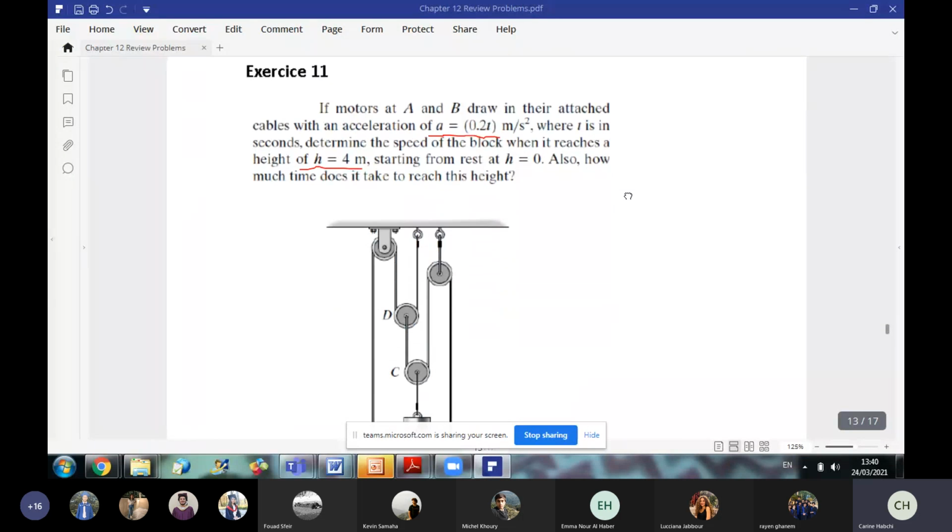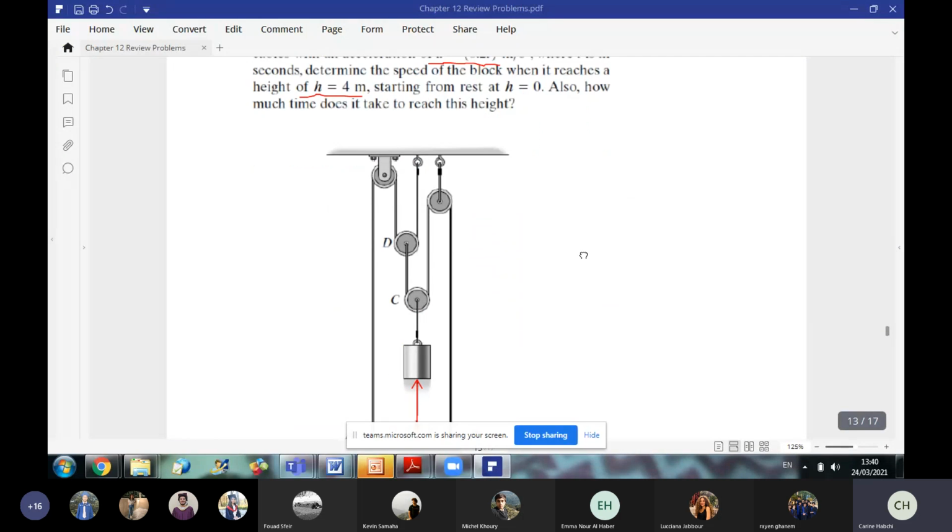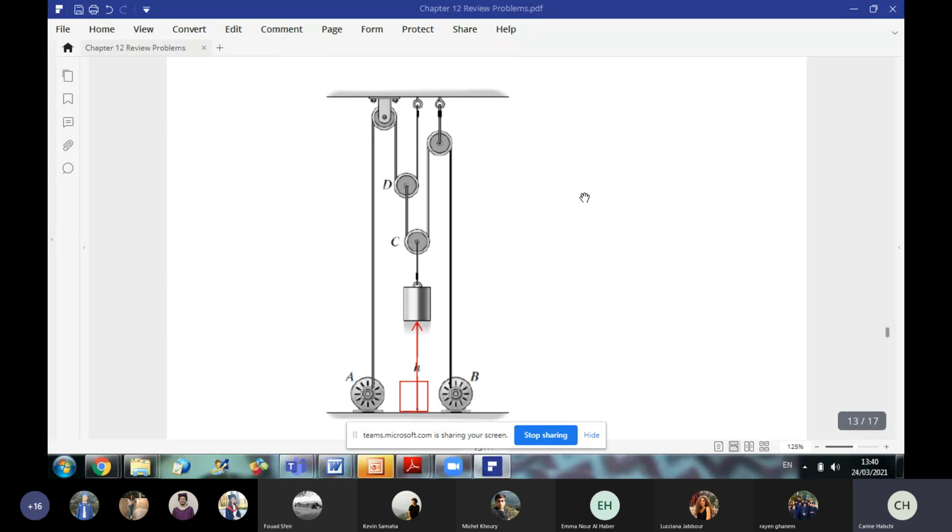Whenever you have a problem of pulleys and cables, the first step is to find how many coordinates I need, how many coordinates I should put on my figure. Then I will write the length of the cables as a function of these coordinates. So to start with, if you look at your figure, what are the moving objects? First, you have your box that is moving, so you need a coordinate for your box.